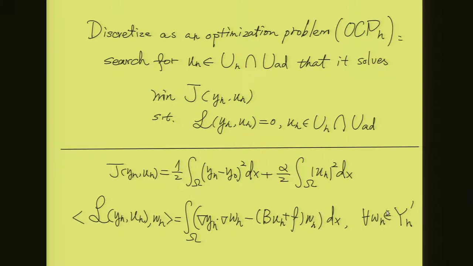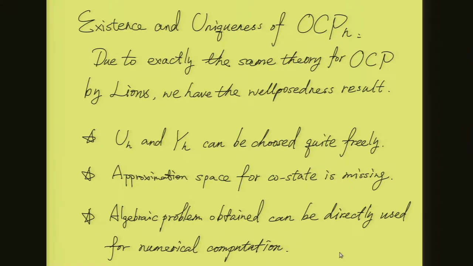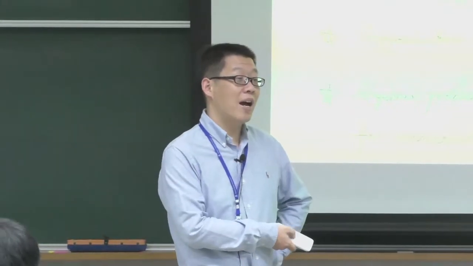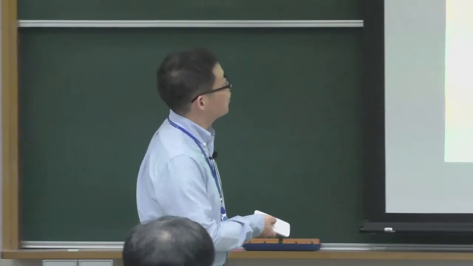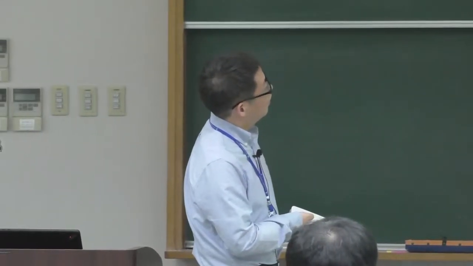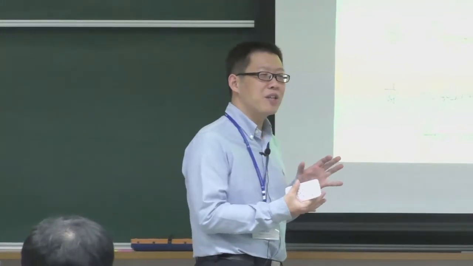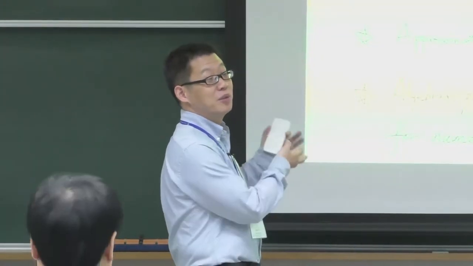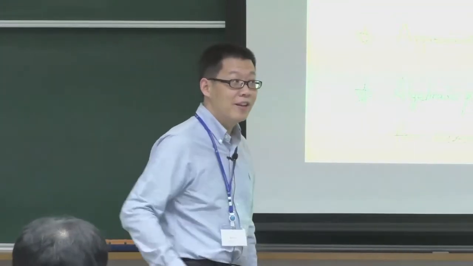So this is simple. For this discretized optimal control problem, the existence and the uniqueness of its solution is still given by the same theory, by the result in Neittaanmäki's book. Since that theory is actually an abstract theory, we can apply it to both the continuous problem and the discrete problem here.